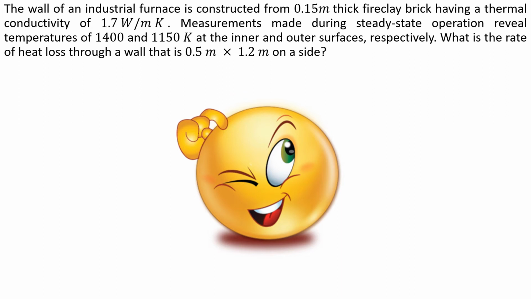We have a wall of an industrial furnace having a thickness of 0.15 meter and it is made up of fire clay brick. The thermal conductivity of the fire clay brick is 1.7 watt per meter Kelvin. Measurements made during steady state operation show that the temperature at the inner side of the furnace is 1400 Kelvin, while the outer side of the furnace is at a temperature of 1150 Kelvin. Now we are going to find the heat loss through a wall which is 0.5 by 1.2 meter on a side.